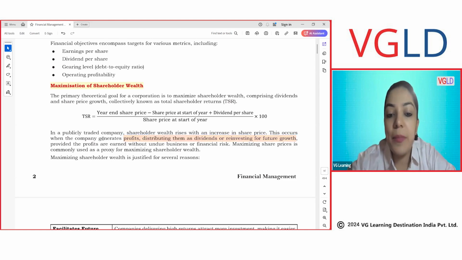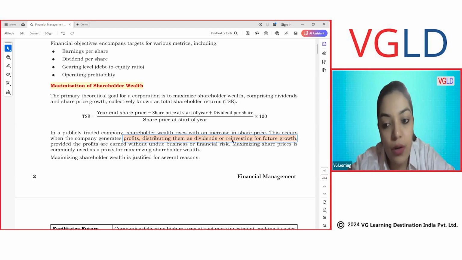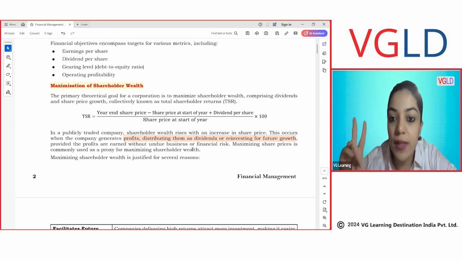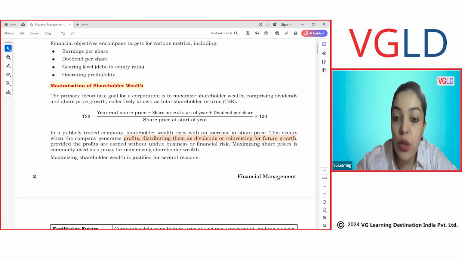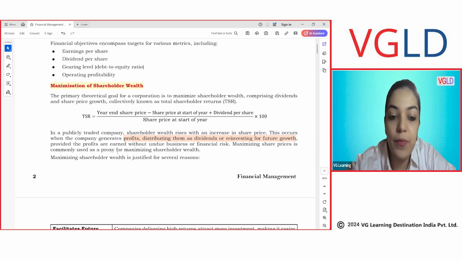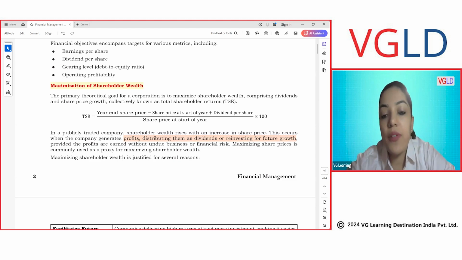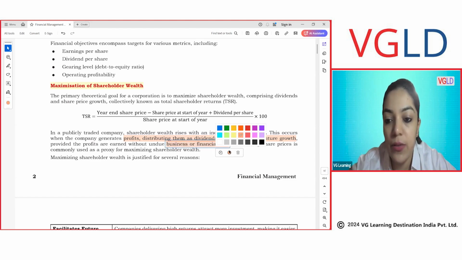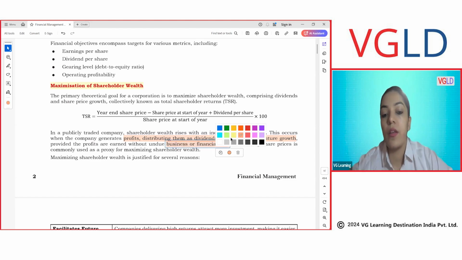So this occurs when the company generates profits, distributing them as dividends or reinvesting for future growth. Always remember this, profits have two purposes: either pay them as dividend or reinvest in the business. Provided the profits are earned without undue business or financial risk. I'll elaborate on this a little further. It will all come in the chapters later, but let me just lay down the foundation for you.